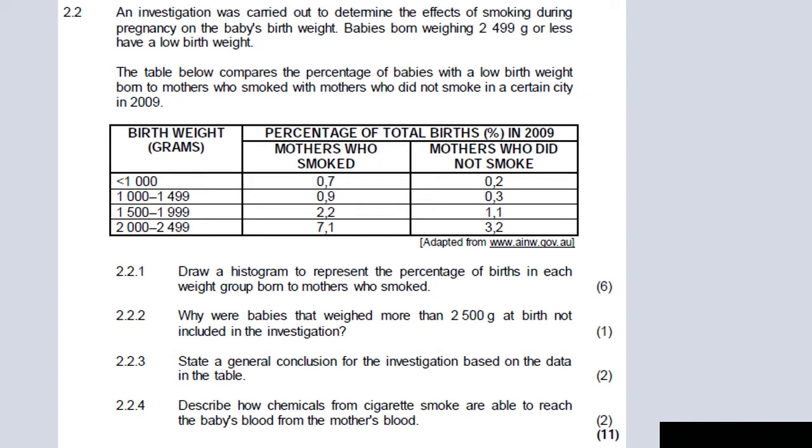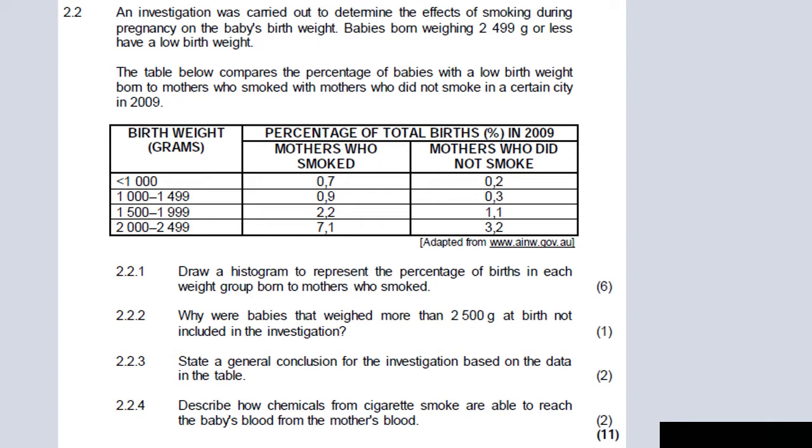First column in the table is birth weight in grams from less than 1,000. Second row, 1,000 to 1,499. Third row, 1,500 to 1,999. And the fourth row, 2,000 to 2,499. The next two columns are the percentage of total births in percentages in 2009. Firstly, for mothers who smoked, then mothers who did not smoke.